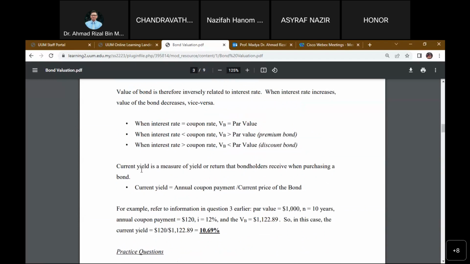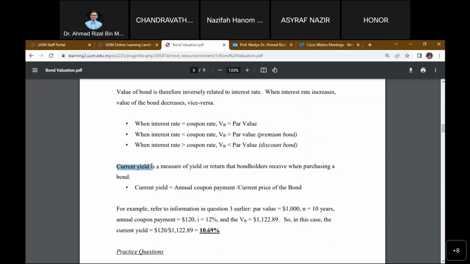Now, another measure that we are interested in is what we call the current yield. This is the yield or the return that bondholders will receive when they purchase the bond. This is different from yield to maturity. Yield to maturity, I have explained to you: it is the relevant interest rate for the bond from the beginning until the maturity, as we have seen earlier.